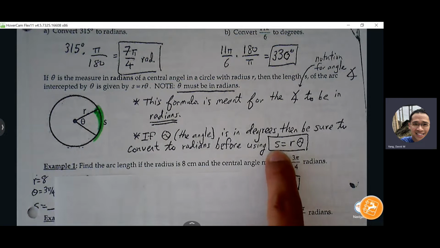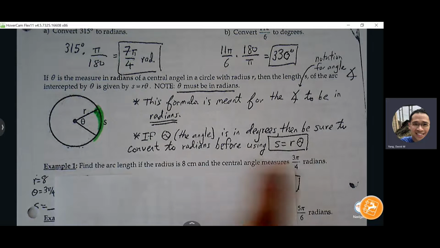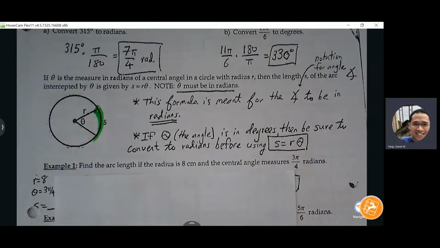So my arc length, that's notated by this variable S, is radius times theta. So whatever the radius is, usually it'll be given to you in the problem, multiply by the theta that has to be in radian form. So I'll make sure everyone had a chance to copy that down.